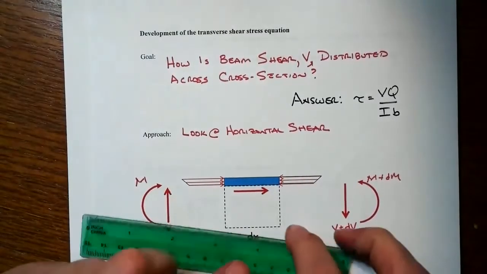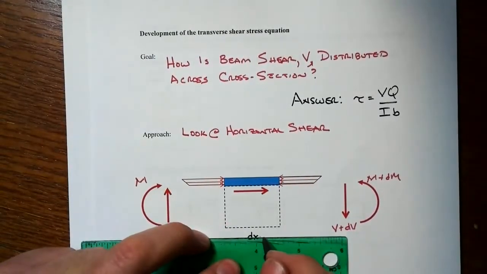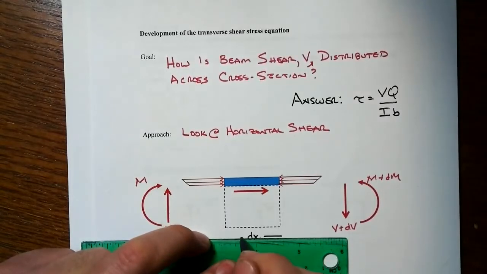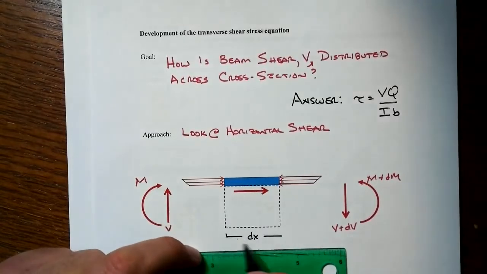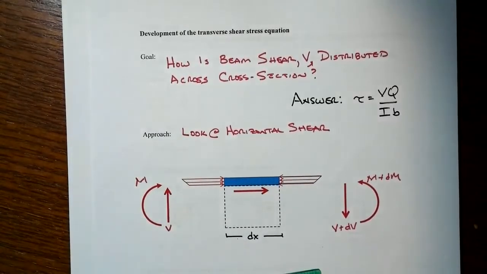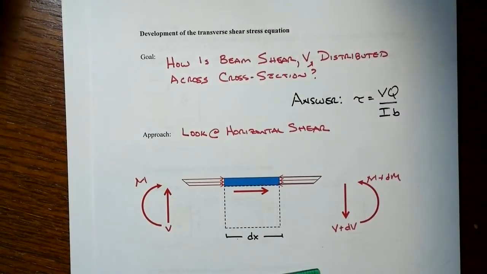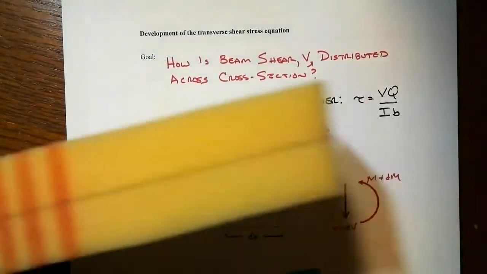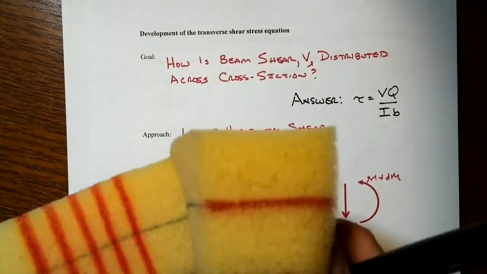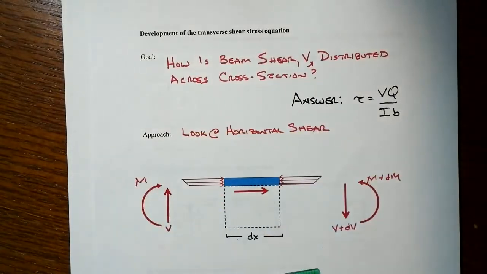Some textbooks will do this as delta x, but then they'll just take it as the limit. So I like to go directly with the dx version. You're seeing the side of the beam right here. So that's this side. We're not looking at the cross section, we're looking at the side of the beam.